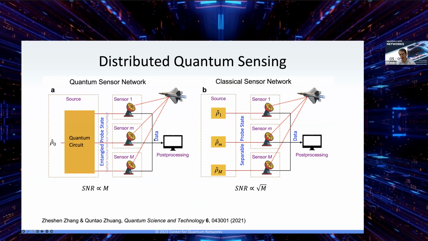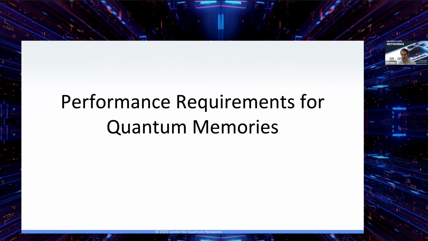In a distributed sensor network, the signal to noise ratio scales as m, as opposed to a classical network with no entanglement that's square root of m. So the signal to noise ratio has a quadratic improvement. So in a classical network, multiplying the number of sensors by a factor of 10 gives you only about a factor of 3 in signal to noise, whereas in a quantum sensor network that has entanglement, you get a full factor of 10 improvement. So that was the correct answer to that poll question.